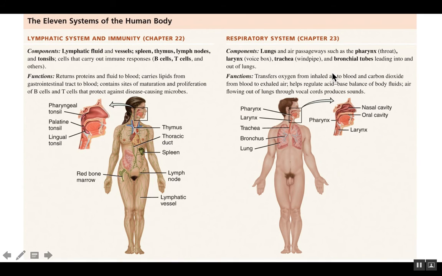Next system, respiratory system. I think we have heard of lungs and your throat or pharynx, your voice box and larynx, trachea, bronchial tubes that lead to the lungs. And the respiratory system is primarily involved in gas exchange. We exchange oxygen and CO2, carbon dioxide. Also very important in regulating pH of the body.